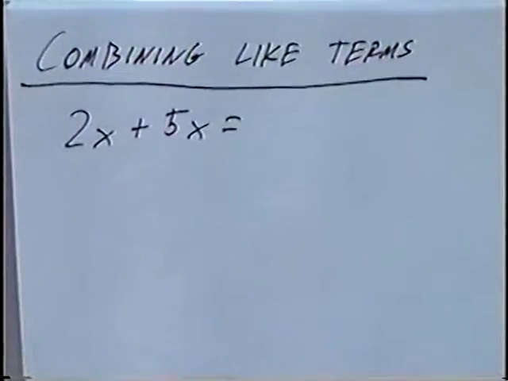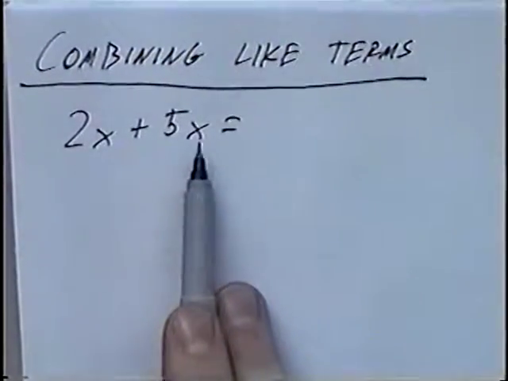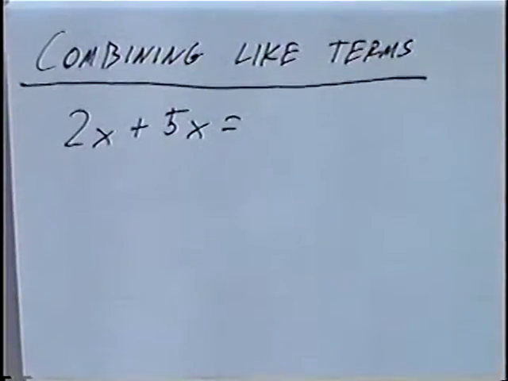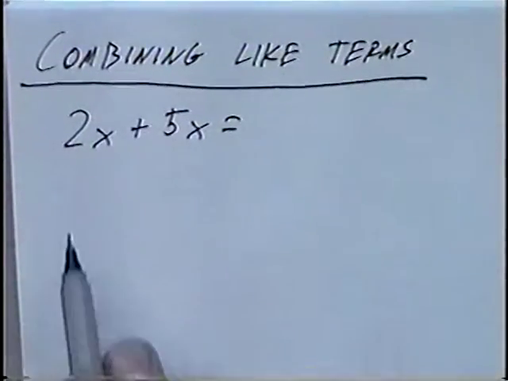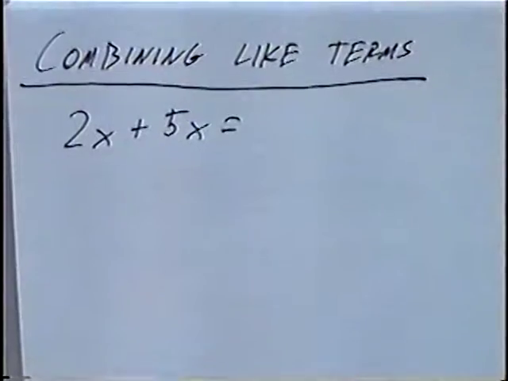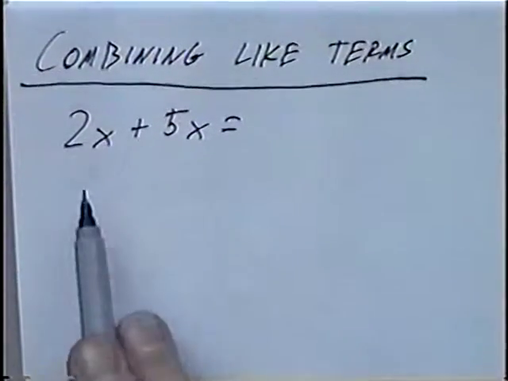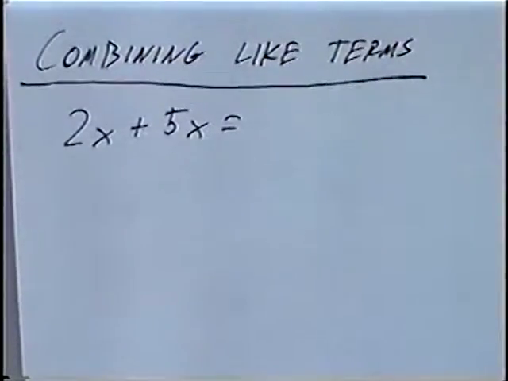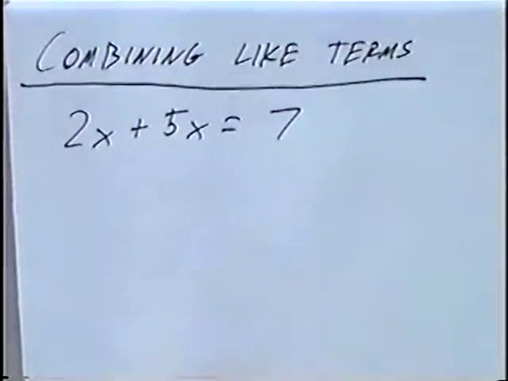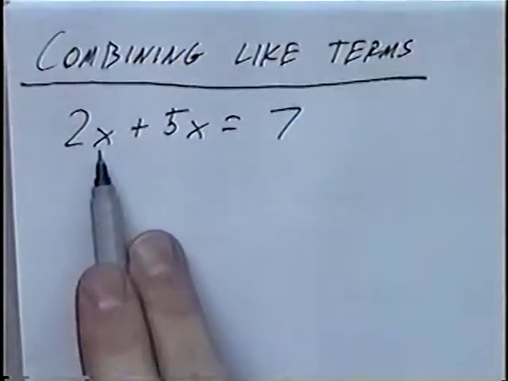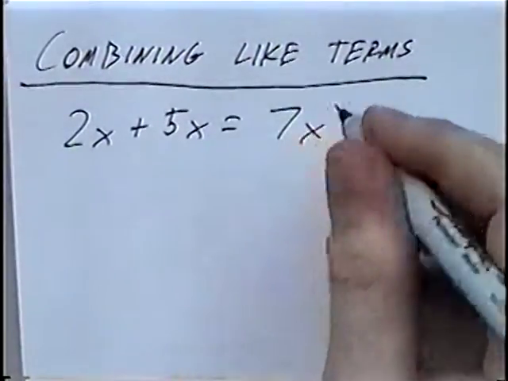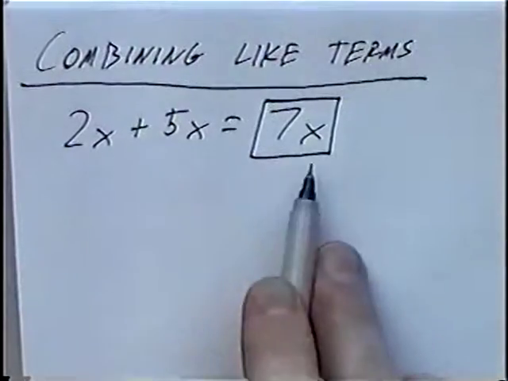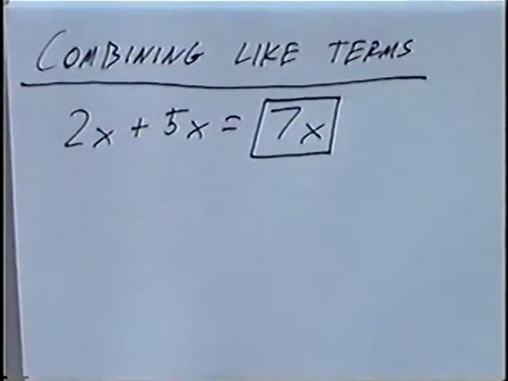When you have like terms, and again like terms are the same variable with the same exponent or no exponent shown, you can add those together. 2x plus 5x. The coefficients, or numbers in front of the variables, we'll add those together. 2 plus 5 would be 7. And the like term, the variable x, would stay the same. So the answer would be 7x. 2x plus 5x is 7x.